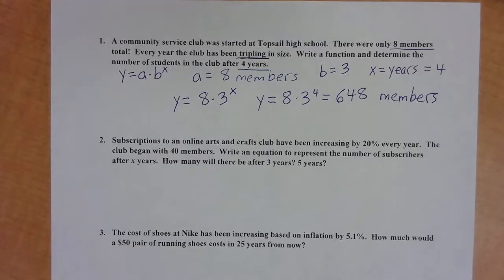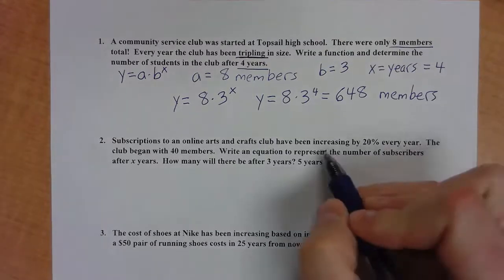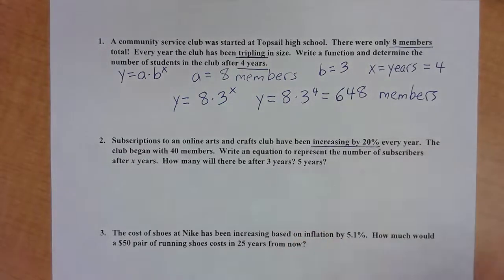Moving on to our second problem here, subscriptions to an online arts and crafts club have been increasing by 20% every year. The club began with 40 members. Write an equation to represent the number of subscribers after X years. How many will there be after 3 years or 5 years? So just like last time, we want to underline important things. So we know we are increasing by 20%. So we're going to be using our percent increase formula from our notes we looked at earlier.